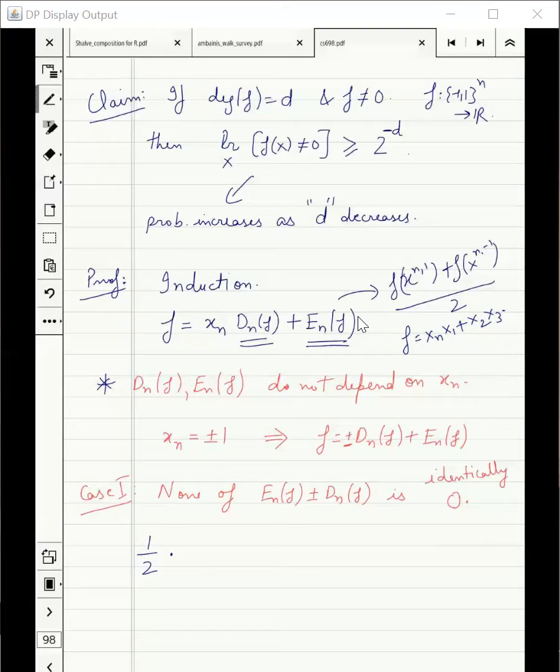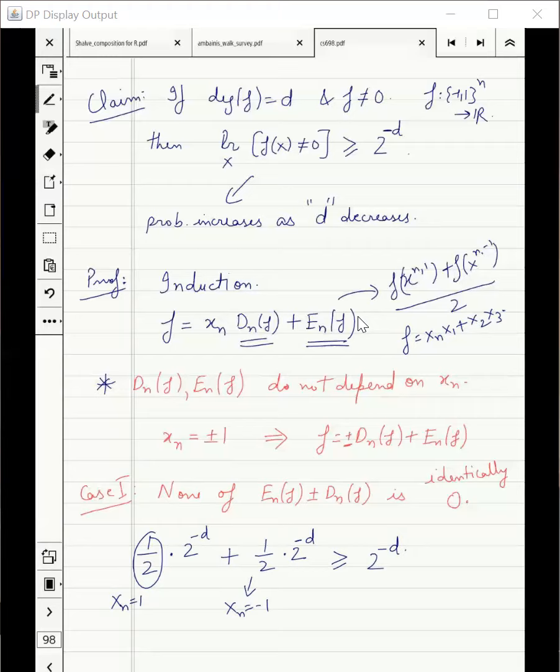Now, since ENF plus minus DNF, so half, right. Then the probability that ENF plus DNF is 0 is at most 2 to the power minus d, because the degree cannot be more than d for sure. This half corresponds to the case when I take xn to be 1, and this corresponds to the case when I take xn to be minus 1. Again, since the function is not identically 0 and its degree is at most d, it will be non-zero with probability at least 2 to the power minus d. This case is done.